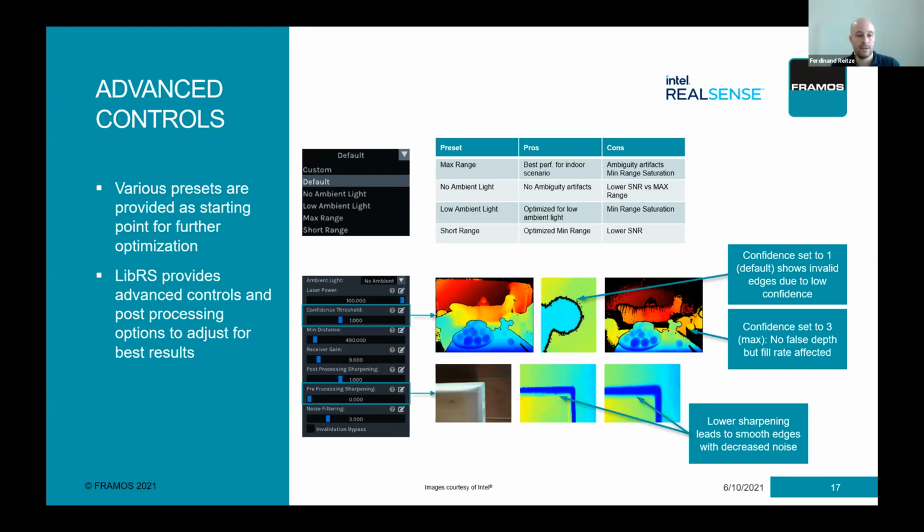Also, you have various post-processing and pre-processing sharpening filters. Lower sharpening leads to very noisy edges. Sorry, here's a mistake in the slide. If you increase the sharpening, then I'm sorry, that's correct. So if you increase sharpening, you have more noise, and lower sharpening leads to those smooth edges, but at the same time also with decreased noise.